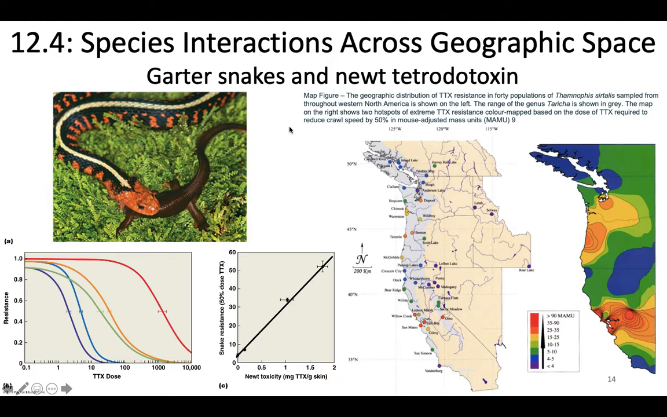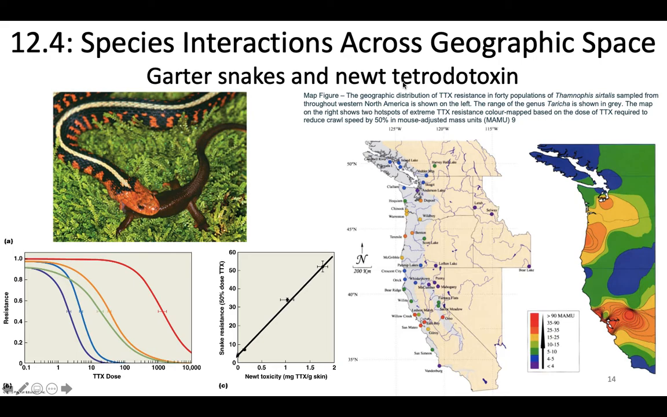And you can see this is a really cool example of there being geographic variation in the strength of selection depending on the field site. This is an example of garter snakes that feed on newts, and these newts have evolved tetrodotoxin, which depending on the species of snake can be very poisonous to the predator. But in response to that, garter snakes have evolved resistance to the tetrodotoxin, and there are some populations.